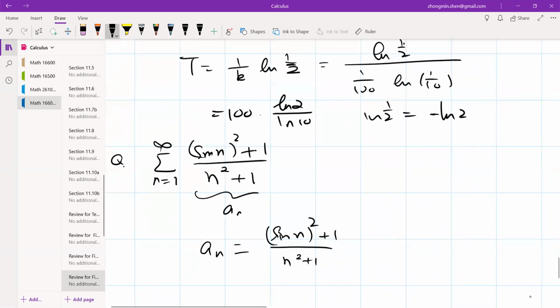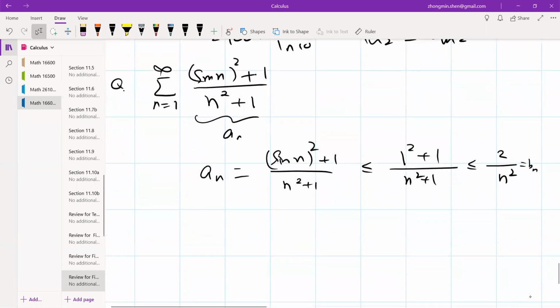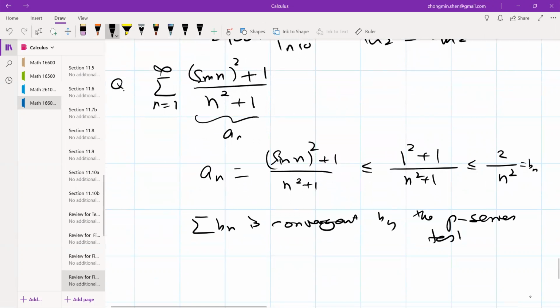The limit of sine n doesn't exist, but this is going to be 1 squared plus 1, n squared plus 1. It's going to be less than 2 over n squared. So that's the bn. According to the p-series, this is convergent. Okay, so this bn is convergent by the p-series test. So this implies this is convergent.